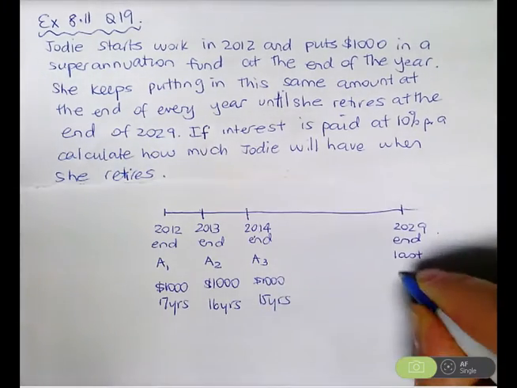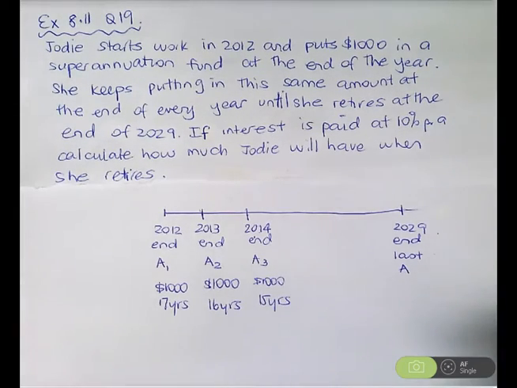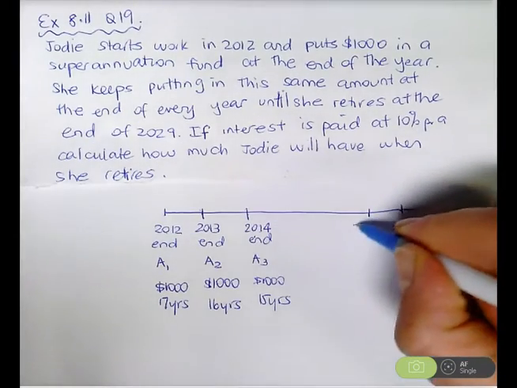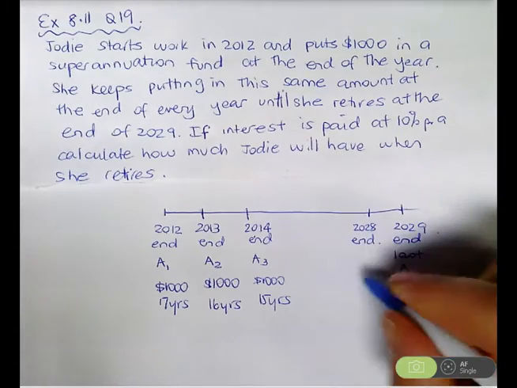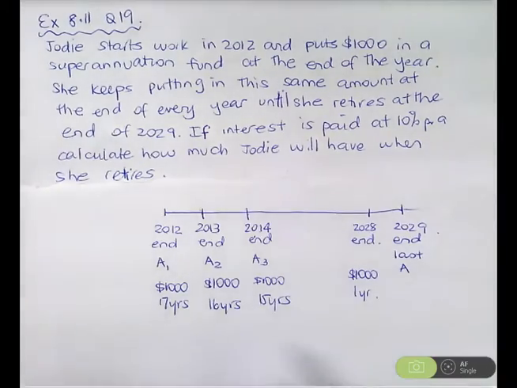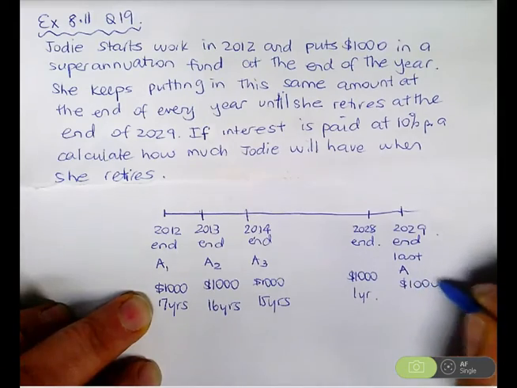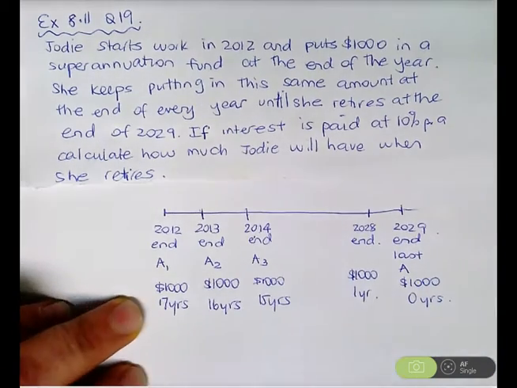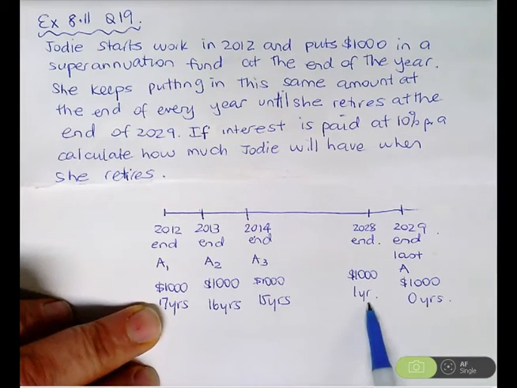Now then we have our last investment. Now we just need to see which investment this is. Now at the end of 2028, that $1,000 will only go in for 1 year. Okay, and at the end of 2029, that $1,000 goes in for 0 years. So I've got this first investment for 17 years. The 2028 investment at the end there stays in for 1 year.